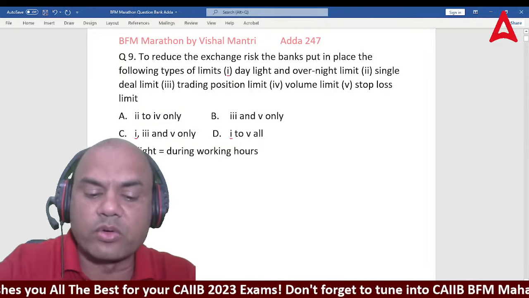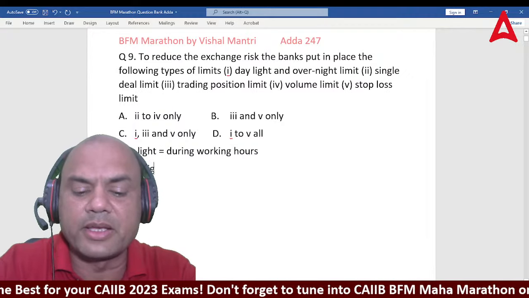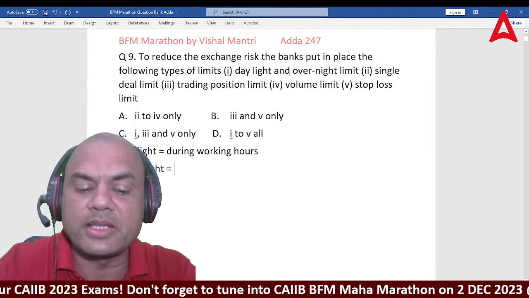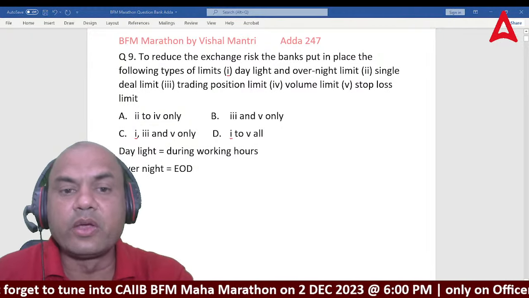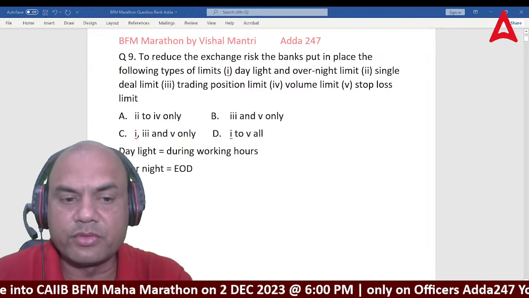What is overnight? The overnight limit's other name is EOD position. EOD position.